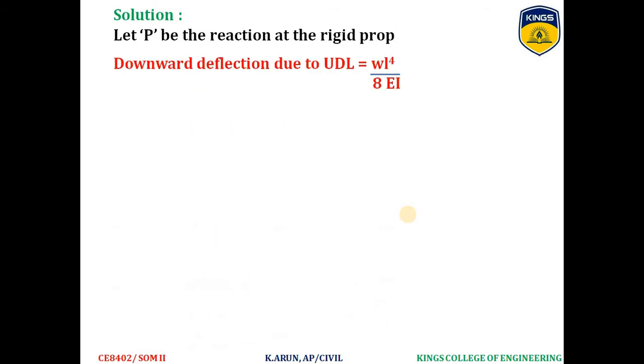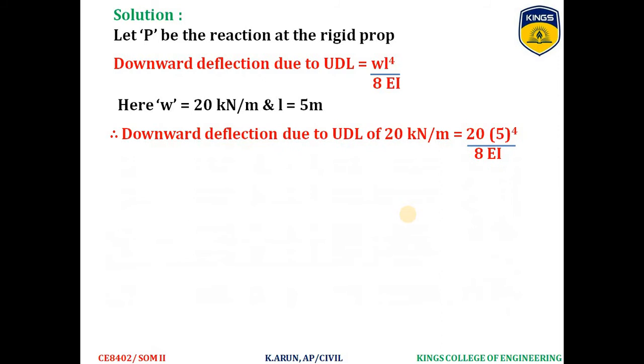So we need to calculate the downward deflections first. First I am considering the UDL. So we have seen the formula WL power 4 by 8EI. In this problem, we have W as 20 kilonewton per meter and the length of the beam is 5 meter. So I am substituting the values of W and L in the above formula. On solving, I am getting Y1, which is the downward deflection, as 1562.50 divided by EI.